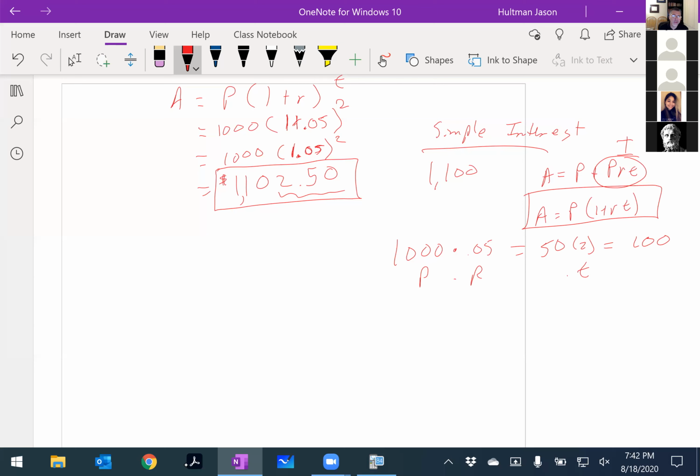We don't really use simple interest in this course because it's so simple. That's why I had to derive the formula myself. Who uses simple interest? I don't know. People who are simple. 8th graders, that's who uses simple interest.